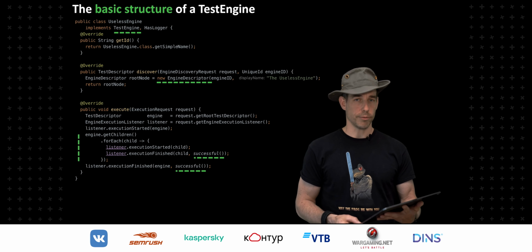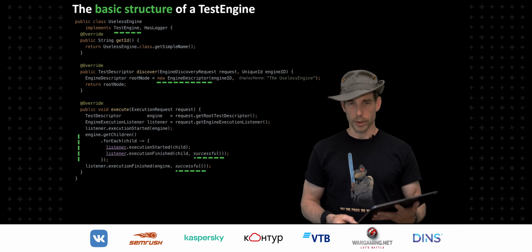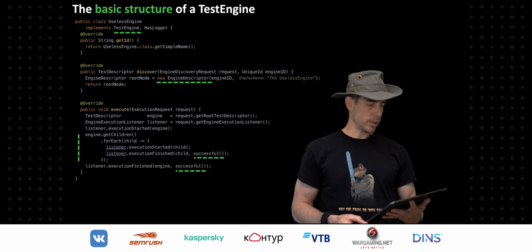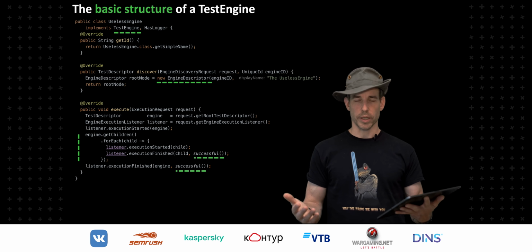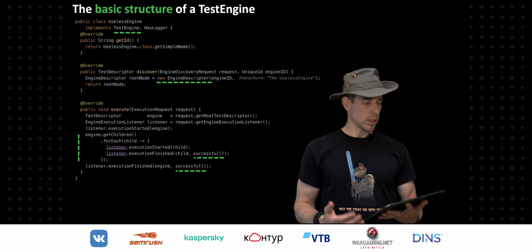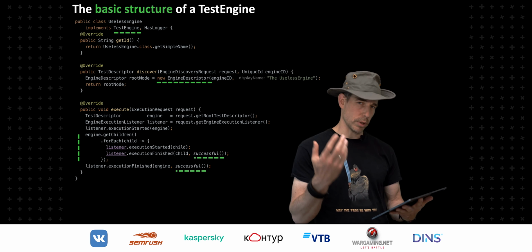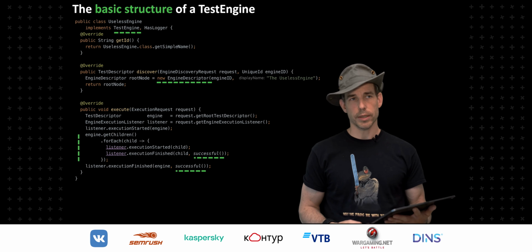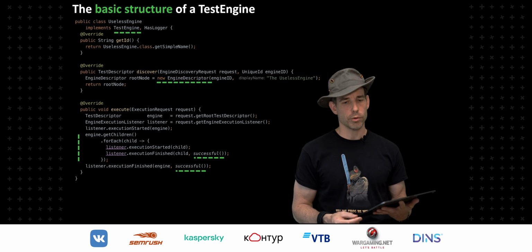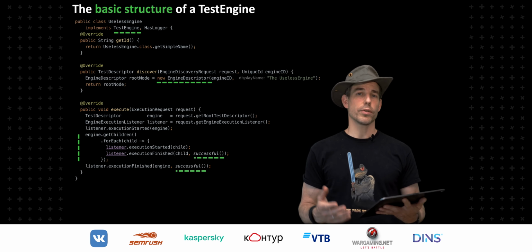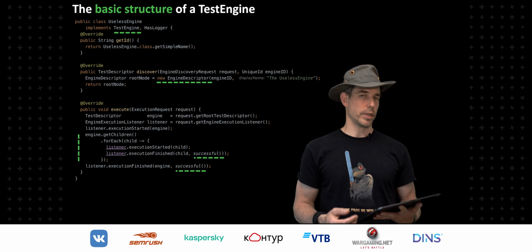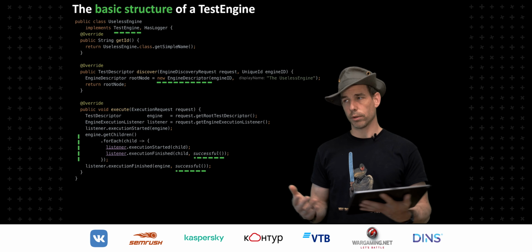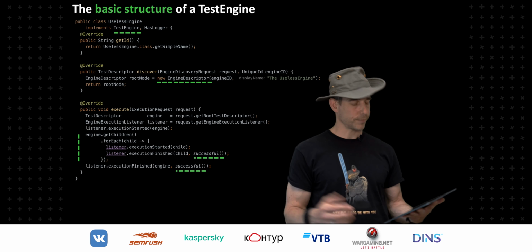So how to write the first own test engine? If I want to write a test engine, just implement TestEngine. That's it. You have to implement a few things. The first method is getId. getId is just like an identifier. Make sure that you're not using the same ID for different test engines. So it's not a good idea to call your test engine Jupiter.